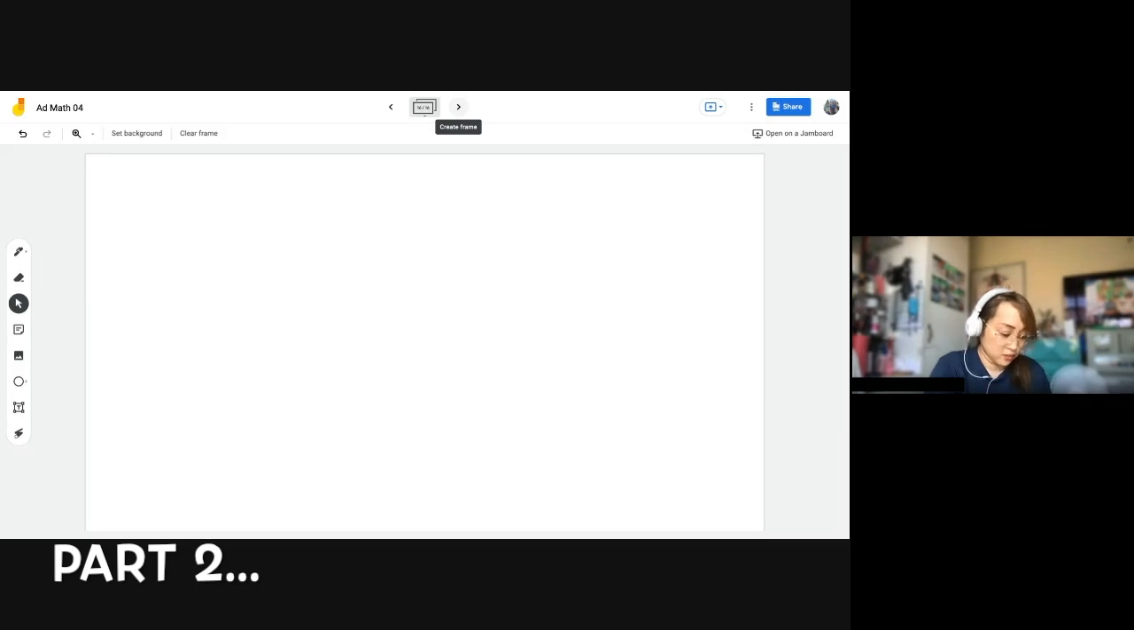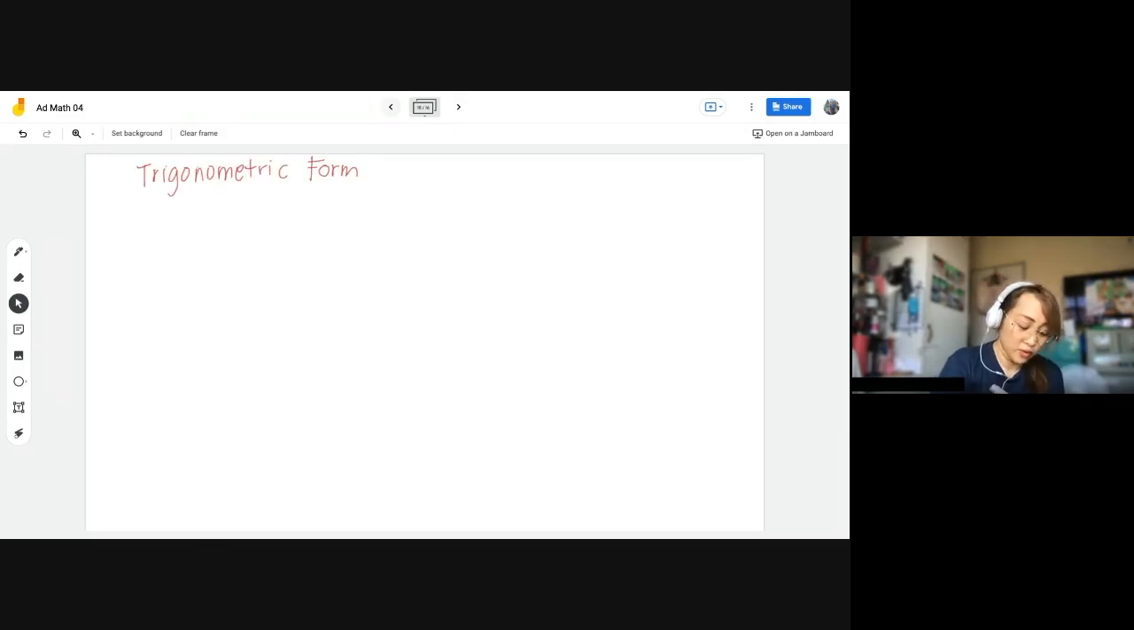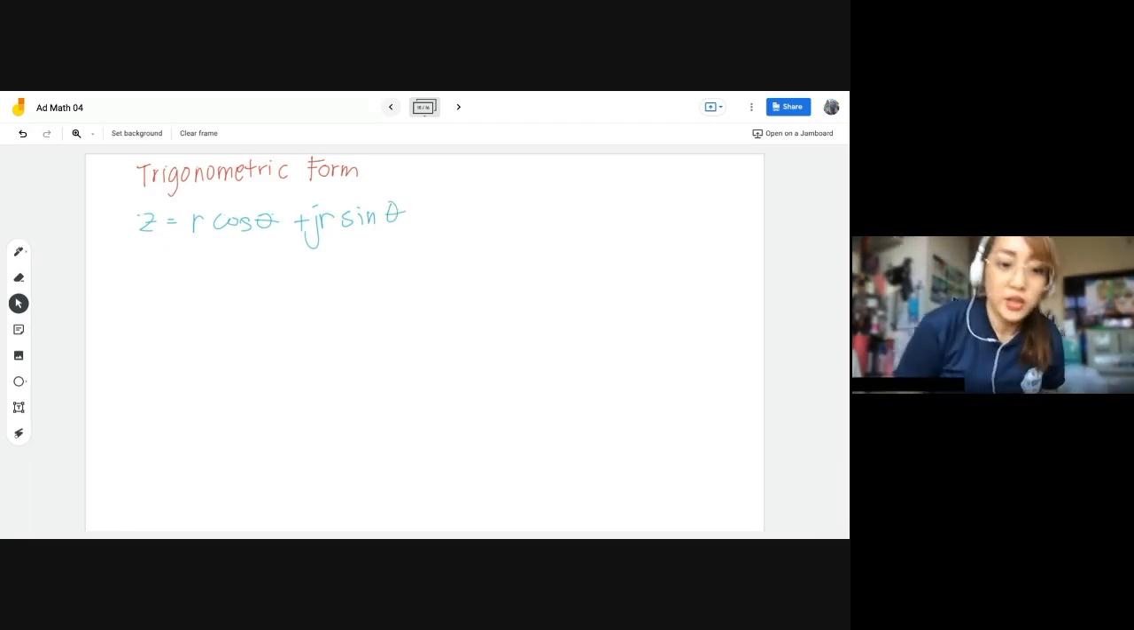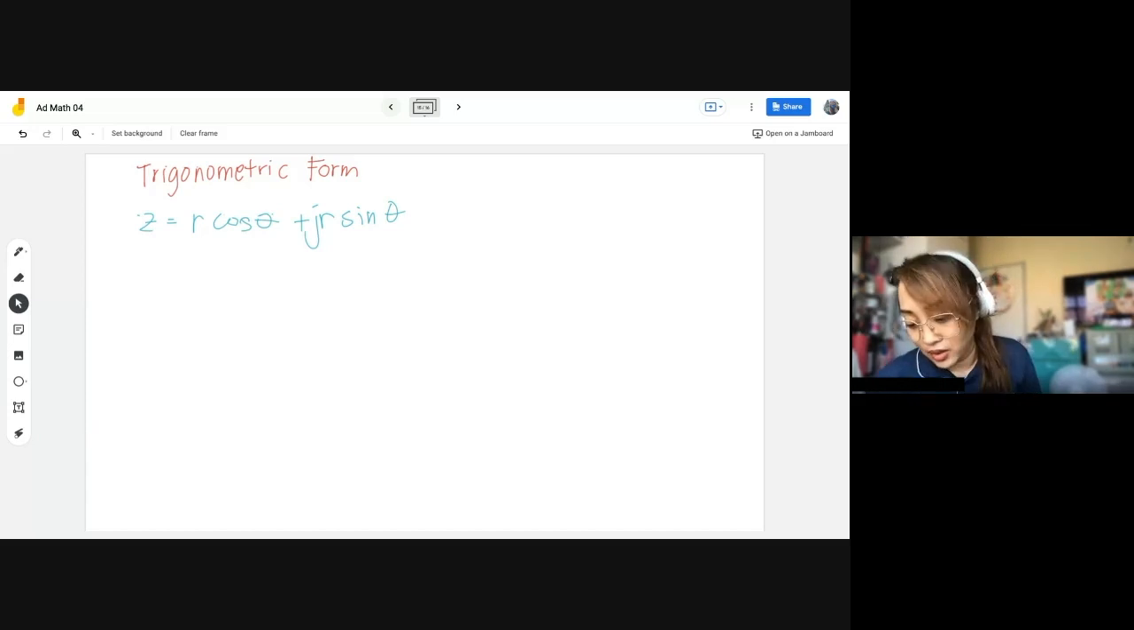have trigonometric form. Remember, our trigonometric form has the format of r cosine theta plus j r sine theta. Now, in trigonometric form, your theta can be in degrees or in radians. Just be careful that when you use it, your function and your theta are in the same unit, degrees or radians. And if you're going to use radians, make sure that your calculator is in radians as well.